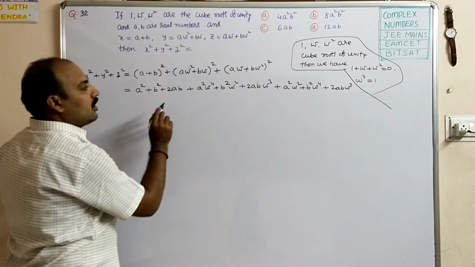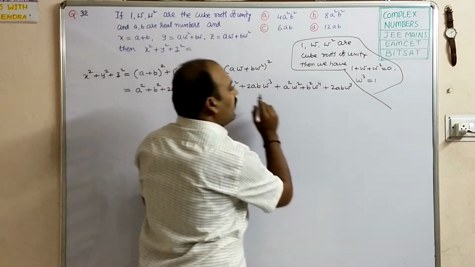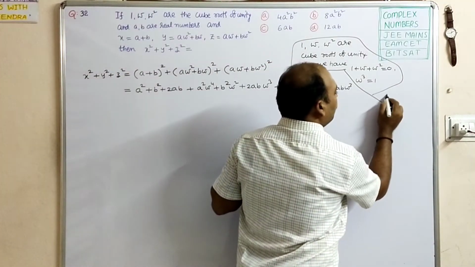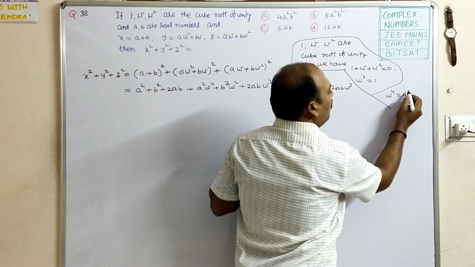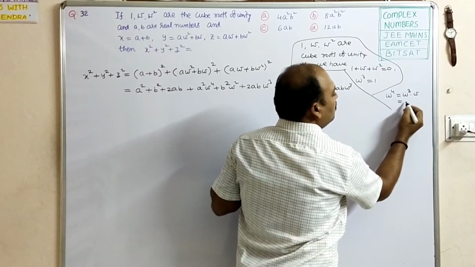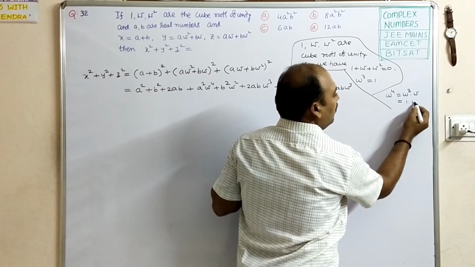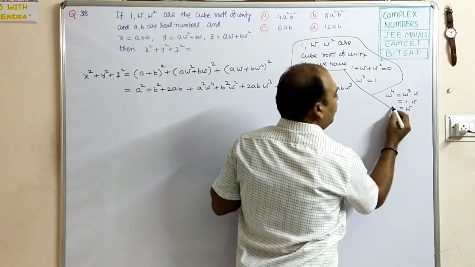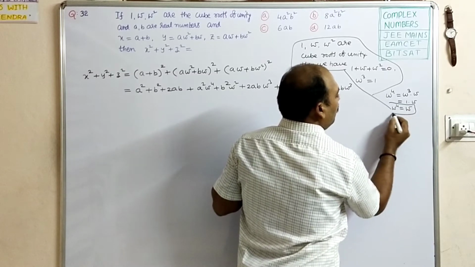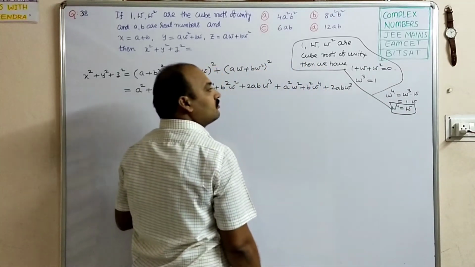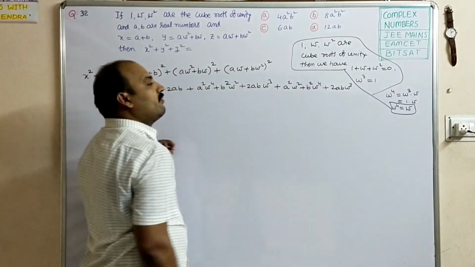So wherever omega cube is there, that value, and omega power 4 also will simplify here. Omega power 4 equal to omega power 3 into omega. So this value is 1 into omega. So this is equal to omega. Omega power 4 equal to omega. And omega cube is already 1.